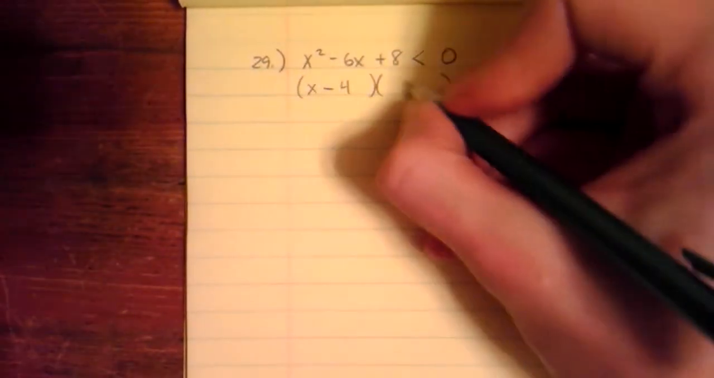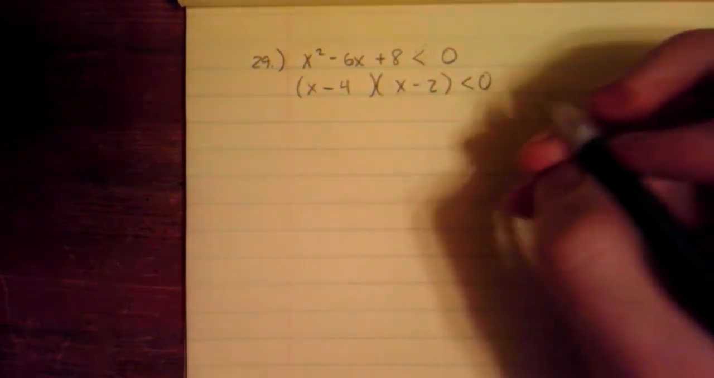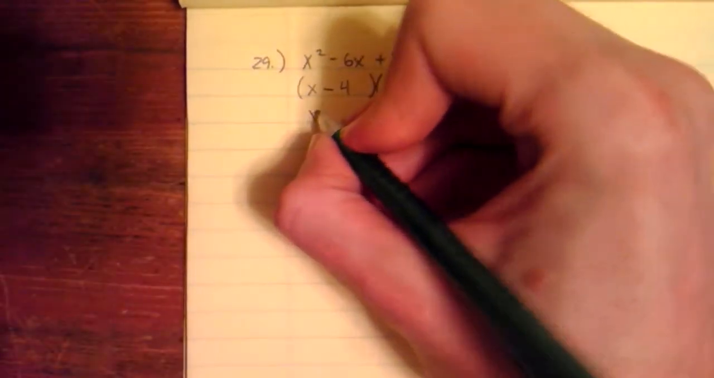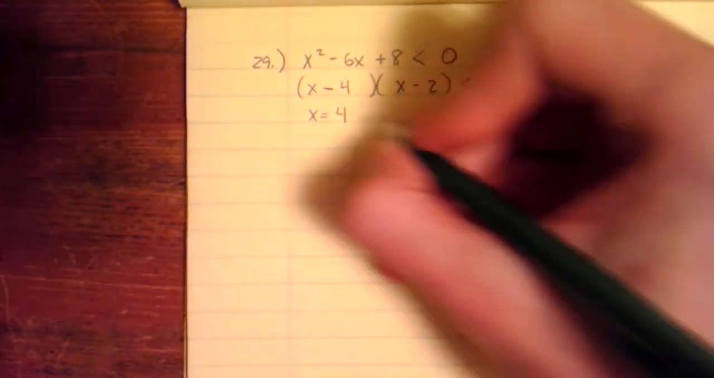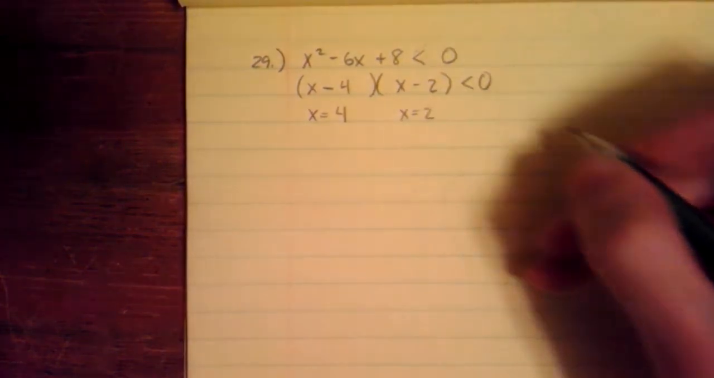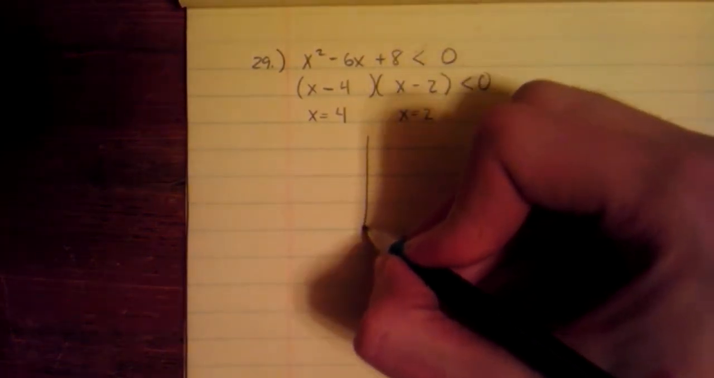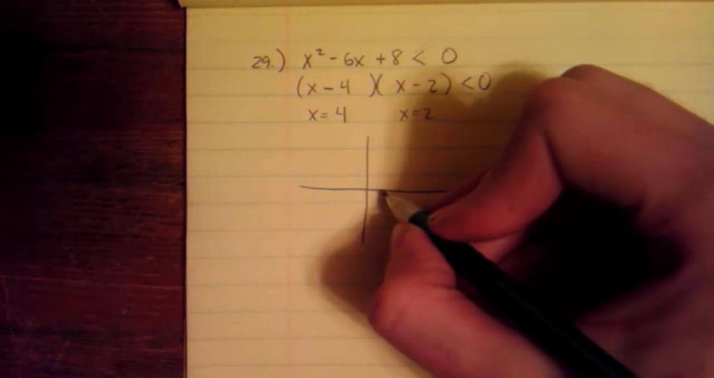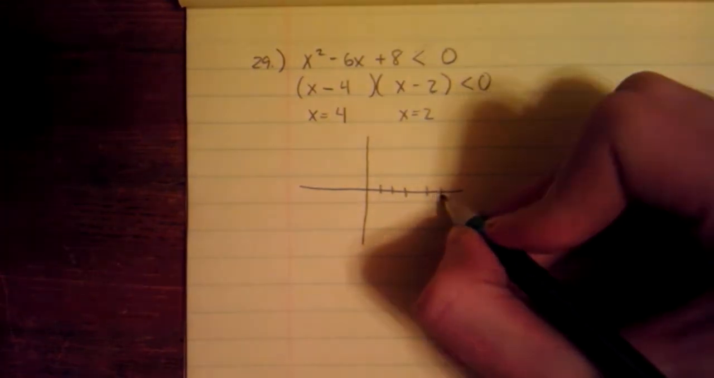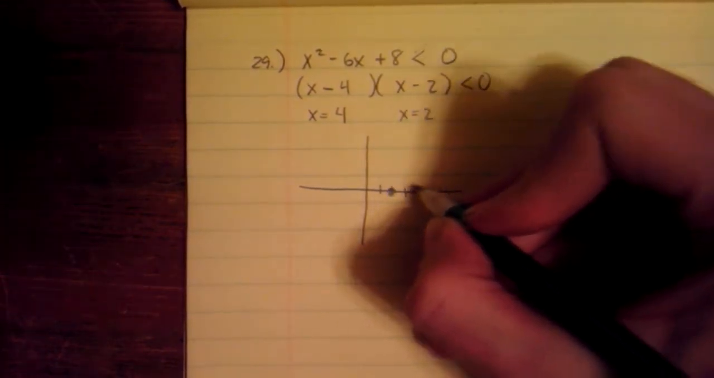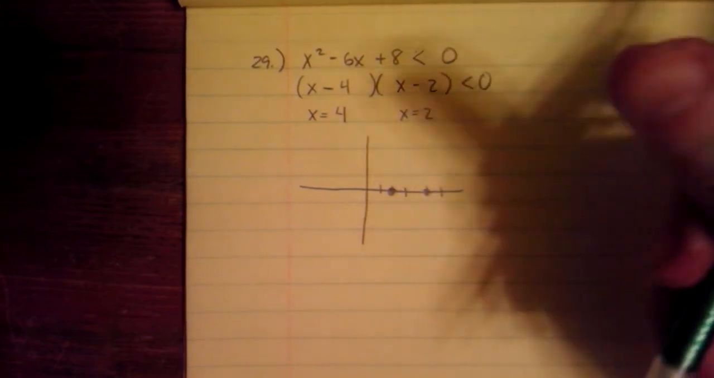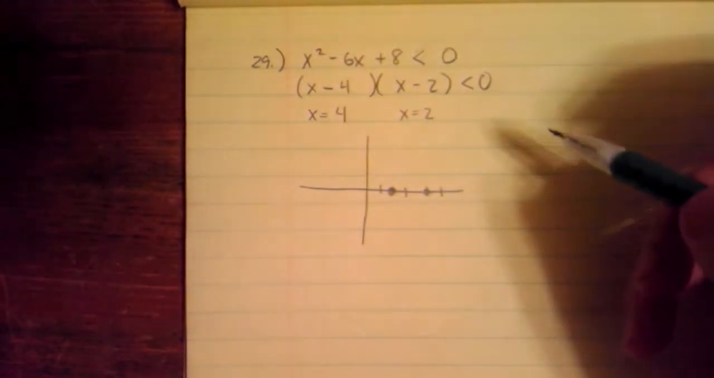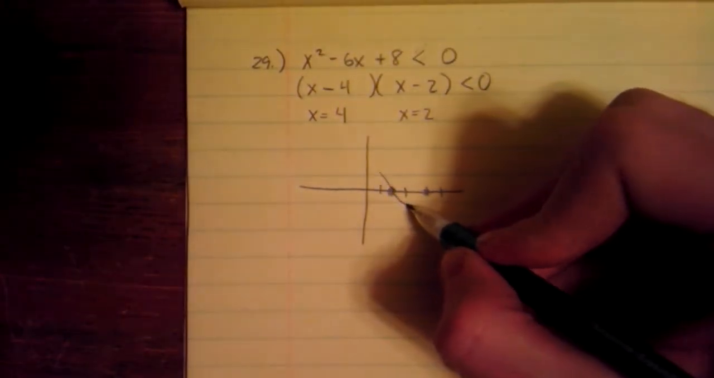This is going to factor as x minus 4 and x minus 2. So here we can see that our x-intercepts would be at 4 and 2. So let's make a little rough sketch of the graph. 1, 2, 3, 4, 5. So we're crossing at 2 and 4. Notice that the graph here is positive in front, so it's going to open upward.